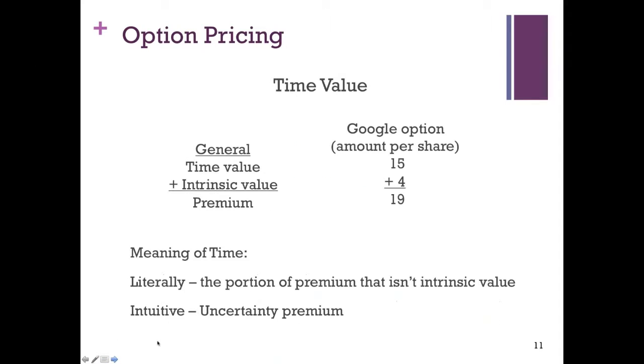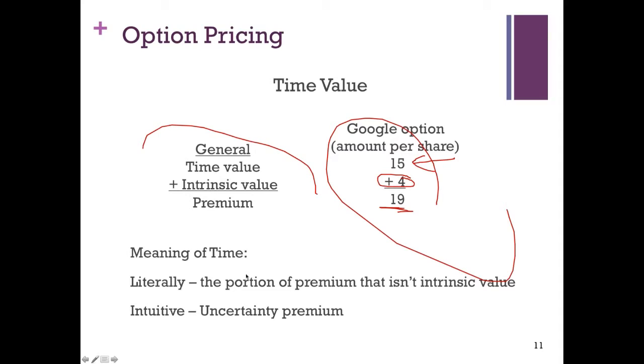Now, put this back in the context of the option premium. The total premium that we started out with was 19. We've just determined that the intrinsic value is 4. By plugging, we would find that the time value of the option was 15.